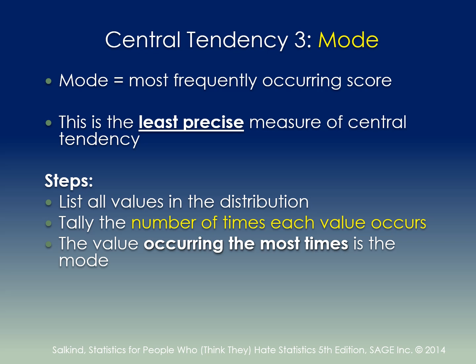And it's simple. The steps to calculate the mode are very easy. You list all the values that you have in the distribution or your set of scores, and you tally the number of times each value occurs. So if I had a set of 10 different scores and I saw the value number 3 occurred 5 times out of those 10 scores, the mode would be the number 3. So the mode is simply the value that occurs the most times that you see in a set of scores.